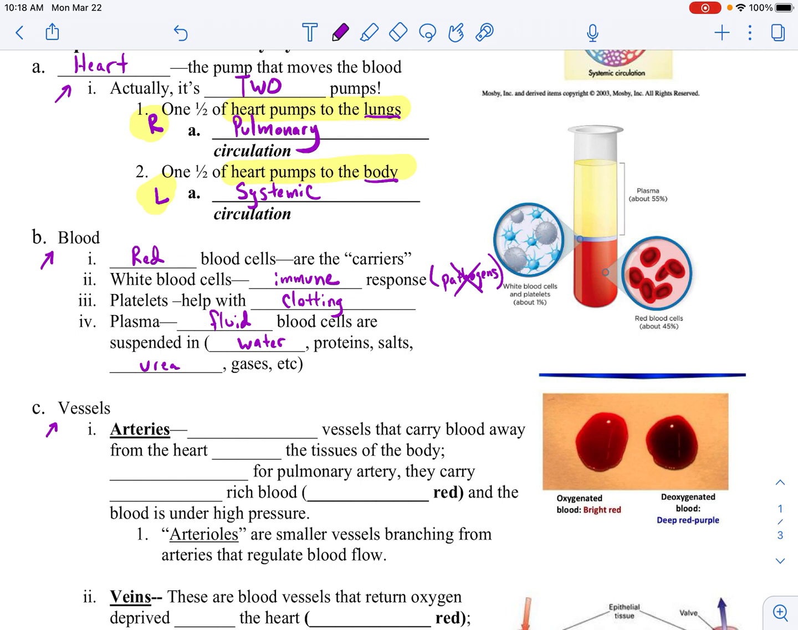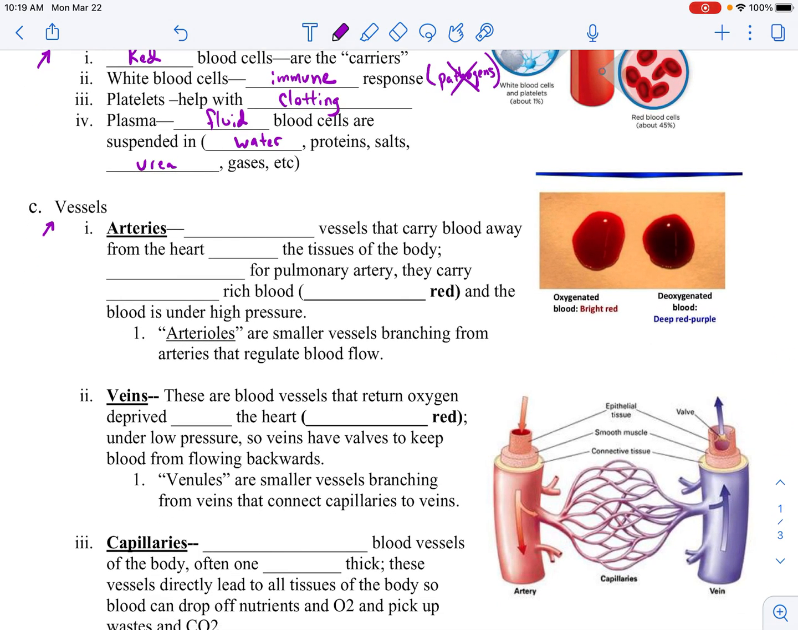gases, and other components. If you put blood in a centrifuge and spin it around, the red blood cells settle to the bottom because they're the heaviest. The white blood cells and platelets, which make up about 1% of your blood, make a thin layer in the middle, and then the plasma would go to the top. And the plasma and the red blood cells make up the bulk of your blood, about 99%.